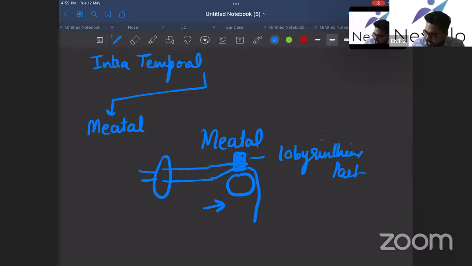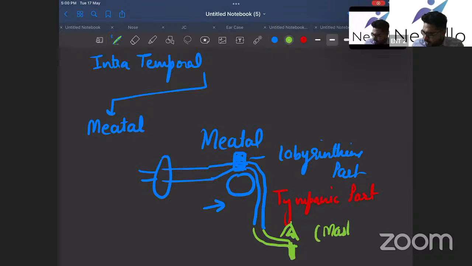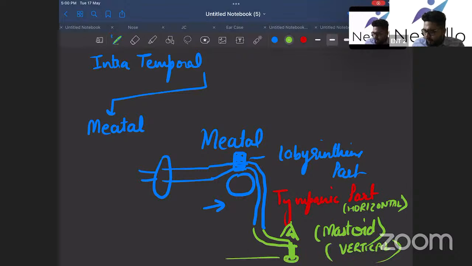Then it takes a turn, becomes horizontal, lies in the middle ear cavity. This part we call as the tympanic part. Then it becomes vertical, goes behind the pyramid. This is the pyramid, goes straight down. This is called as the mastoid part. Tympanic part is also called as the horizontal part. Mastoid part is also called as the vertical part. Then it exits from the stylomastoid foramen.